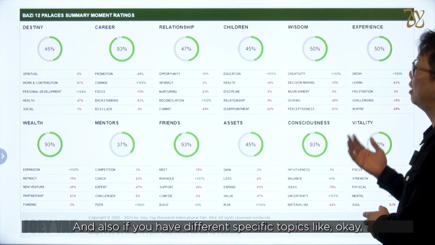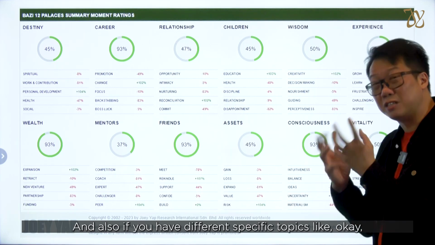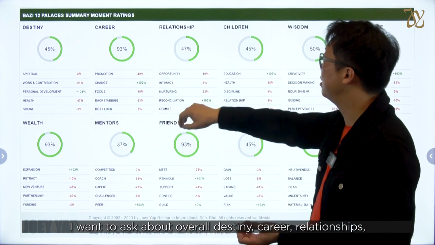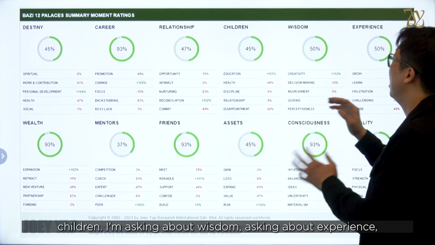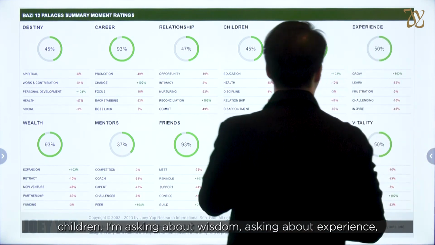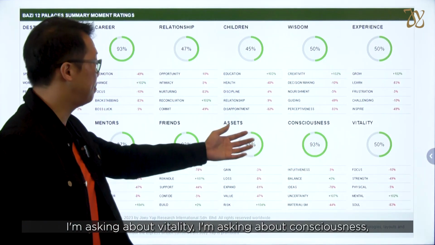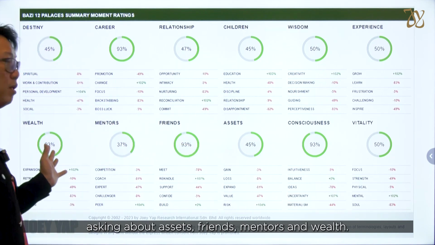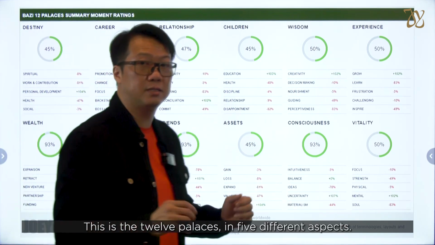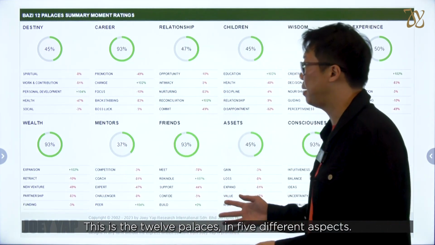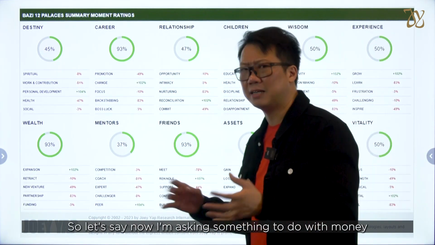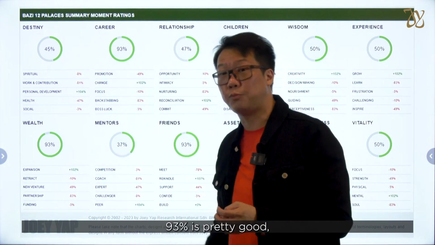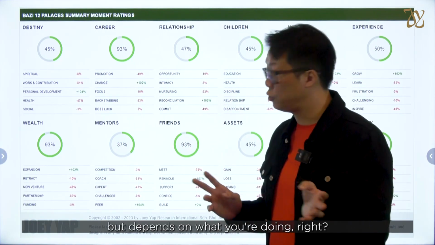And also, if you have different specific topics like, okay, I want to ask about overall destiny, career, relationships, children, wisdom, experience, vitality, consciousness, assets, friends, mentors, and wealth. This is the 12 palaces in 5 different aspects. So let's say now I'm asking something to do with money at this moment in time, and someone is asking a question, hey, it's 93%, it's pretty good, but depends on what you're doing, right?